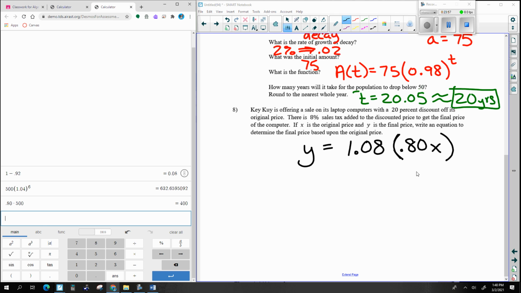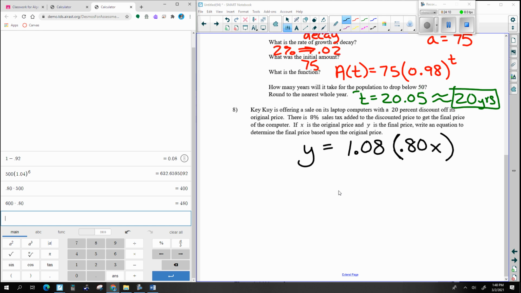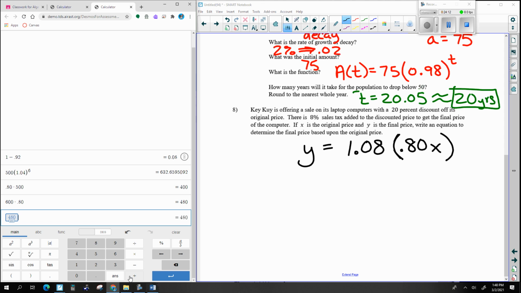So if the sticker price was, let's say $600, we're buying a $600 computer. We get the 20% discount, but then we have to pay tax on it. And so the final price of this, if it were $600, is $518.40.